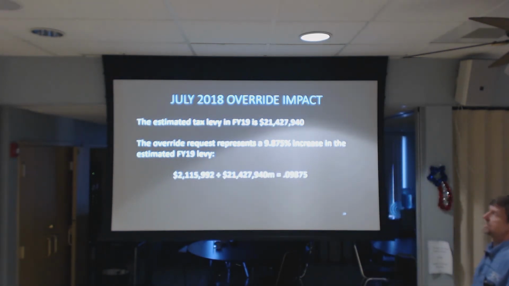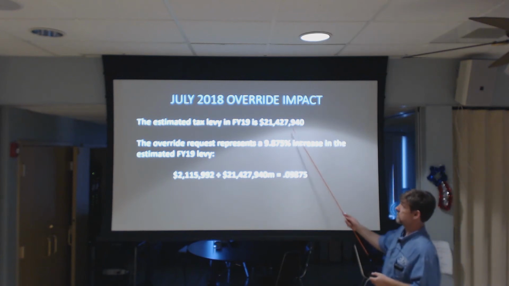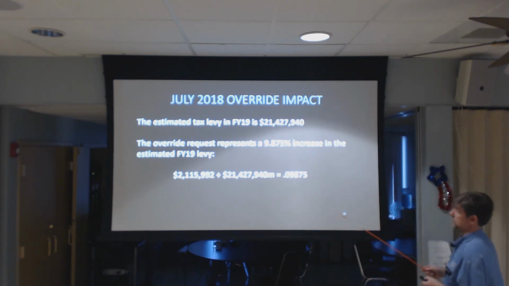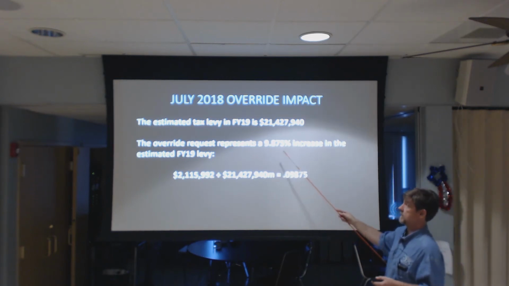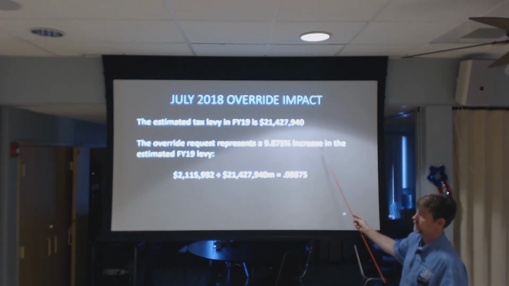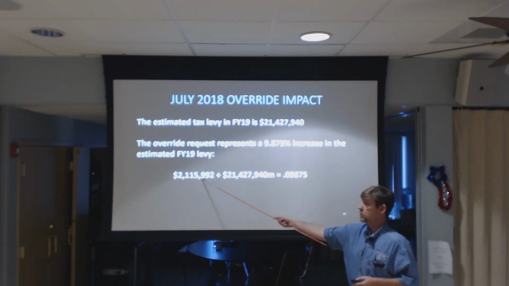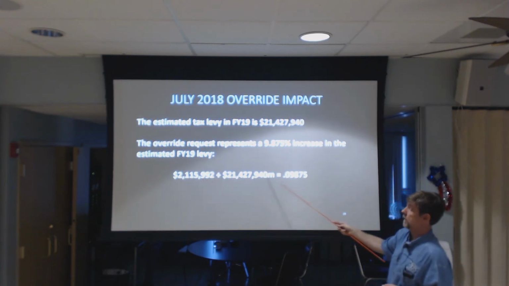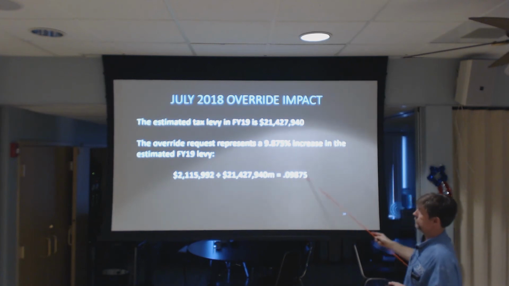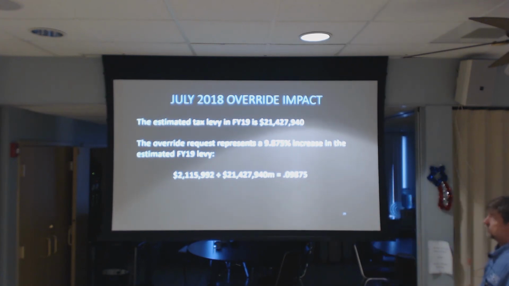The estimated tax levy in fiscal year 19, again without the debt exclusions, is $21.4 million. So that override request of $2.1 million represents a 9.875% increase in the estimated levy. 2.1 divided by that big number comes up with the percentage.